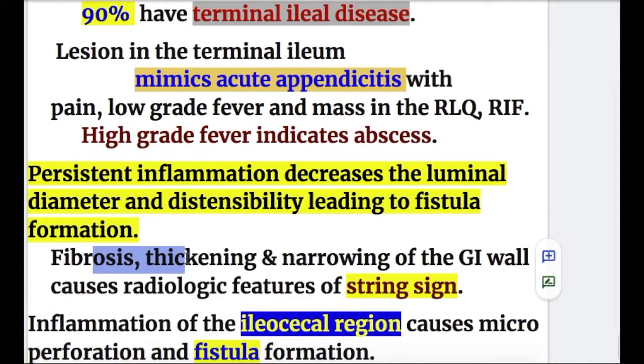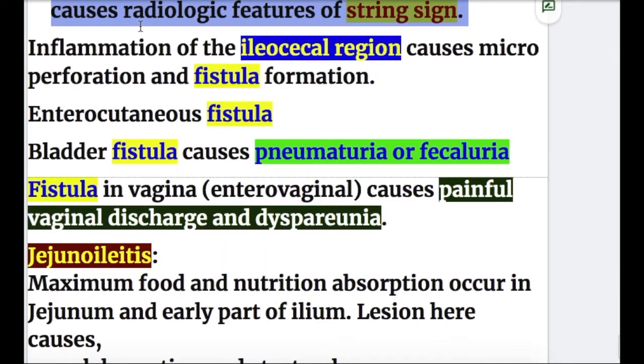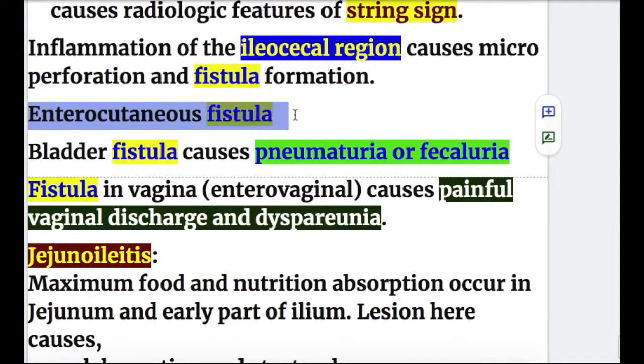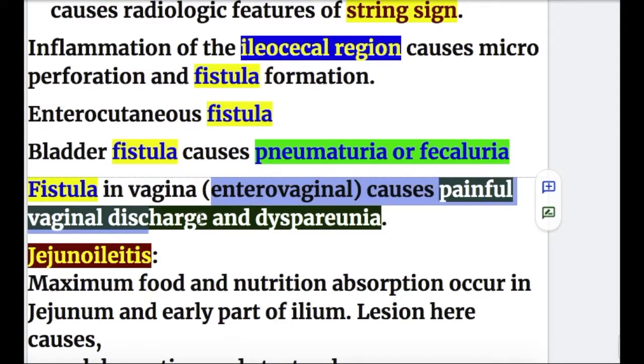Fibrosis, thickening, and narrowing of the GI wall causes the radiologic feature of string sign. Inflammation of the ileocecal region causes microperfusion and fistula formation. A fistula may communicate with other organs, and it may be an enterocutaneous fistula. A bladder fistula causes pneumaturia or fecaluria. A fistula in the vagina, enterovaginal fistula, causes painful vaginal discharge and dyspareunia, pain on coitus.